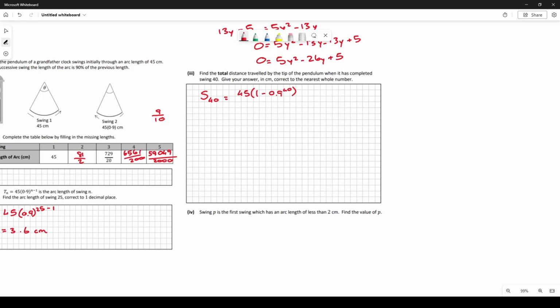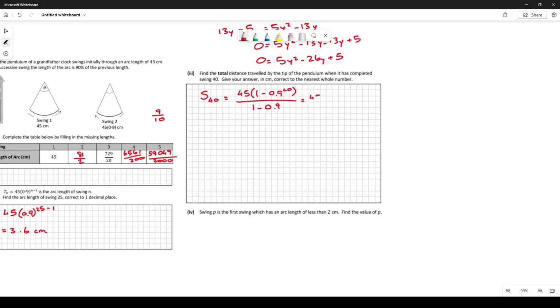Now it's important, people mess that up all the time. The n in that part of the formula is on the r, not the bracket. It's nothing to do with this one. It is just r, to the power of n. It is the 0.9 to the power of 40. That is it. And you will put that into your calculator.